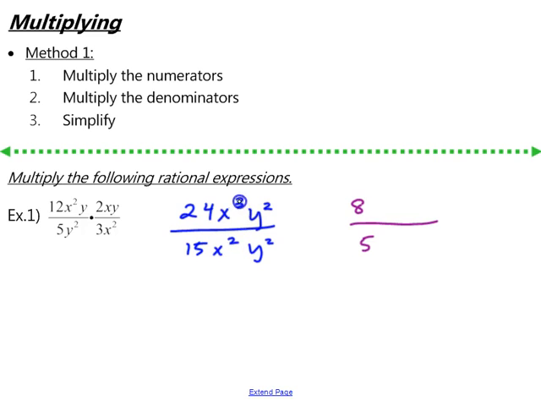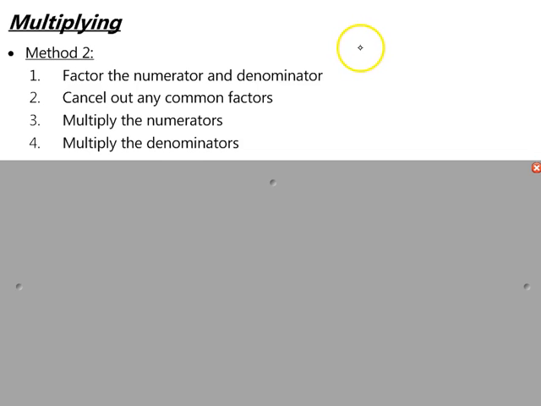So remember, we subtract exponents when we're dividing like bases. And so 3 minus 2 is going to give us 1x on the top. y squared over y squared. That's going to cancel out. So we're actually just left with 8x over 5 as our final simplified answer. Now for method 2 in multiplying rational expressions, the first step we want to do is factor the numerator and denominator. Then we want to cancel out any common factors. Then we'll multiply the numerators and multiply the denominators.